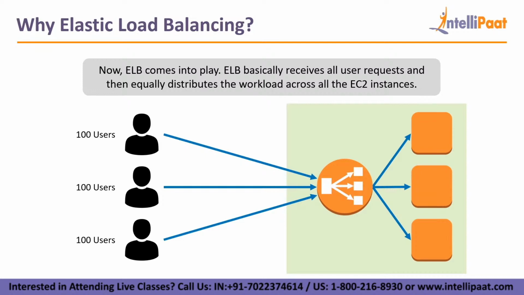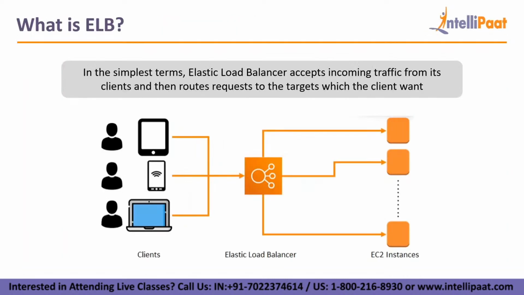Even though you do auto scaling by increasing or decreasing the number of servers, you need a single point of entry which decides which server to send the user to. In the simplest terms, an elastic load balancer accepts the incoming traffic from its clients. The clients can be a mobile, an iPad or a Samsung pad, a tablet, a laptop, a desktop. It can be any device which is connected to the internet. Every single request goes to the elastic load balancer. Now the elastic load balancer routes these requests to the targets which the client wants.